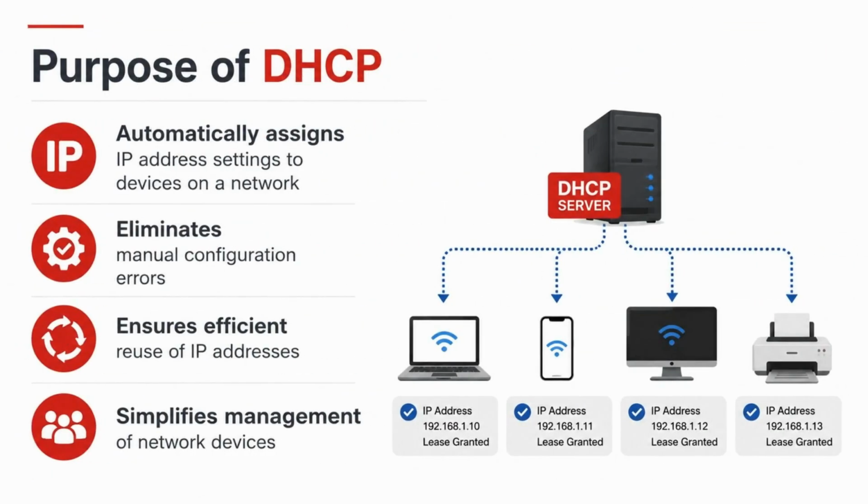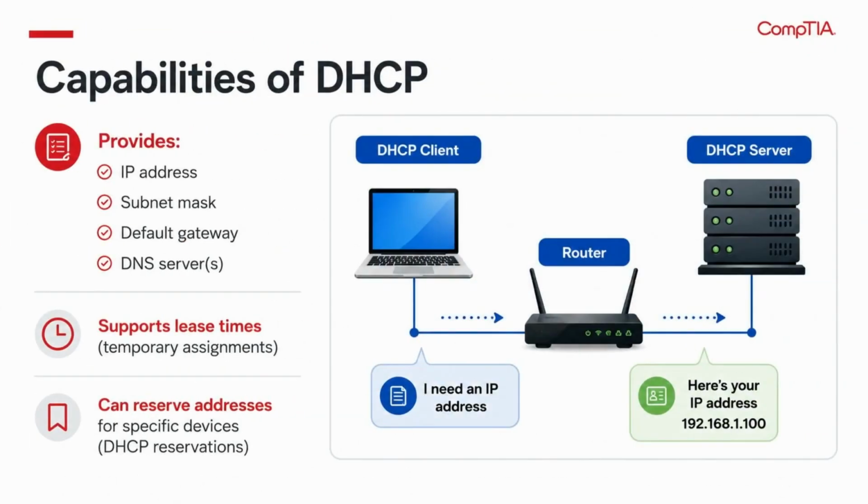The primary purpose of DHCP is to automatically assign IP address settings to devices. This simplifies management and eliminates the common errors associated with manual configuration. Beyond just assigning IP addresses, DHCP provides subnet masks, default gateways, and DNS server info. It also supports lease times for temporary assignments and reservations for specific devices.